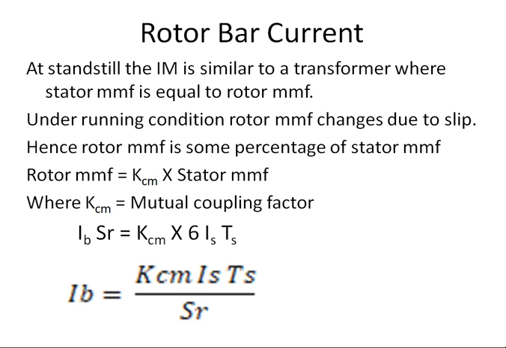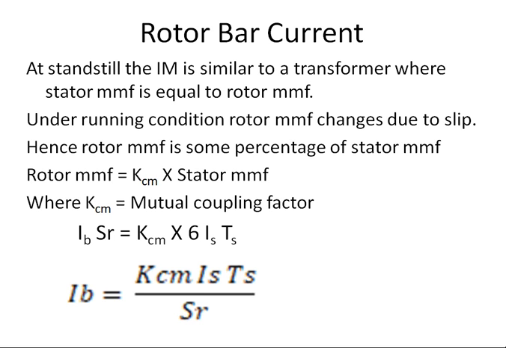So we know that so long as the motor is stationary, it is like a transformer where the stator MMF will be equal to the rotor MMF. That is, stator MMF, which is the number of turns times the current, is equal to the rotor MMF, that is the rotor current multiplied by the number of rotor turns. But what happens under running condition? Under running condition, due to the slip, the MMF of the rotor changes. We know that MMF is nothing but the product of current and the number of turns.